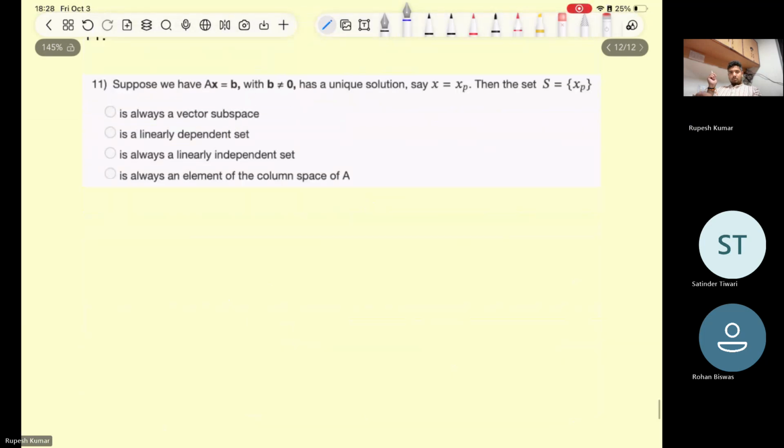Fine. So let's move on to the last question. Right. So suppose we have a system of equations Ax equals to b, b is non-zero, and we have a unique solution, right?